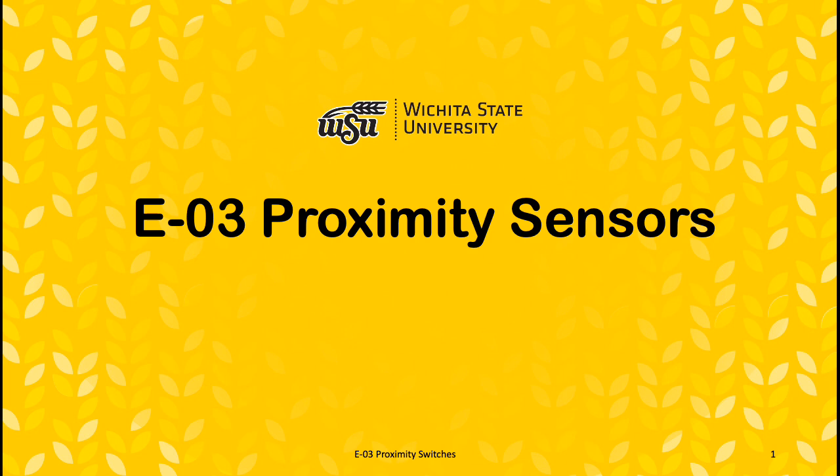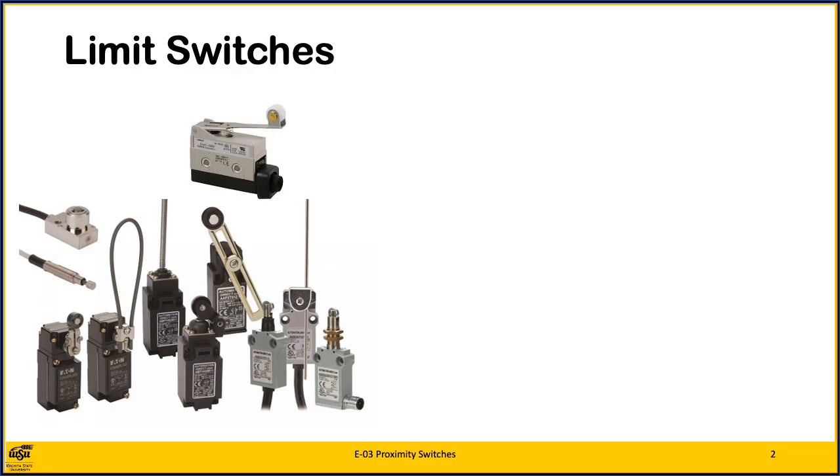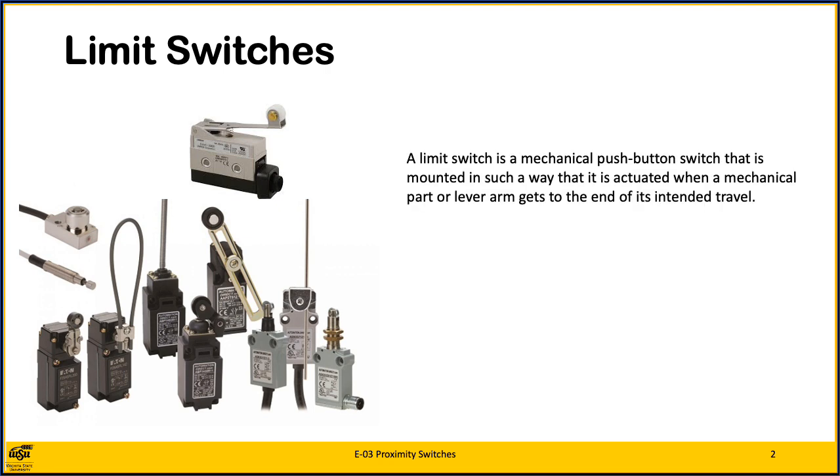Now let's look at proximity sensors. A proximity sensor simply tells the controller whether a moving part is at a certain place. A limit switch is an example of a proximity sensor. A limit switch is a mechanical push-button switch that is mounted in such a way that it is actuated when a mechanical part or lever arm gets to the end of its intended travel.